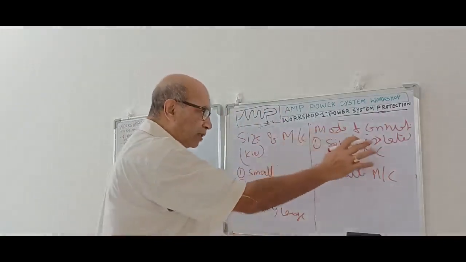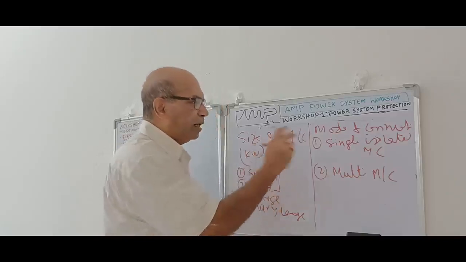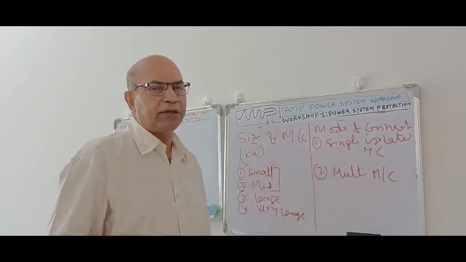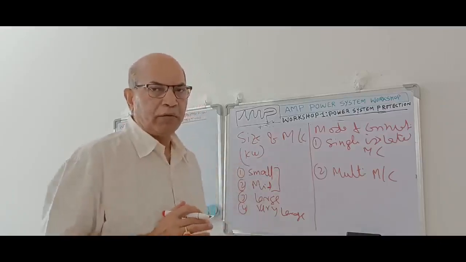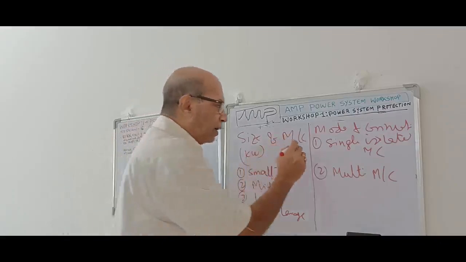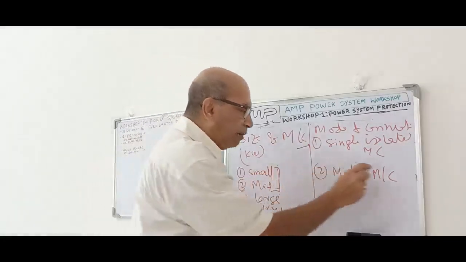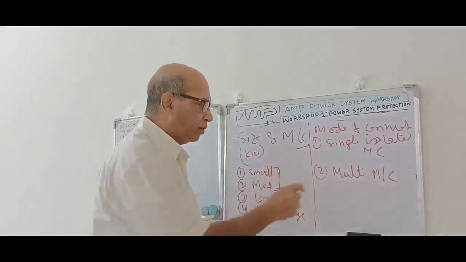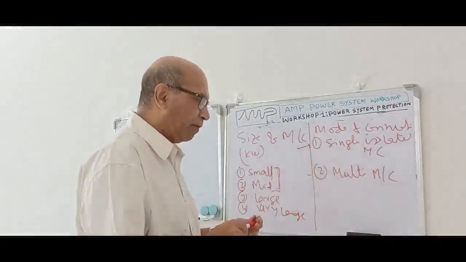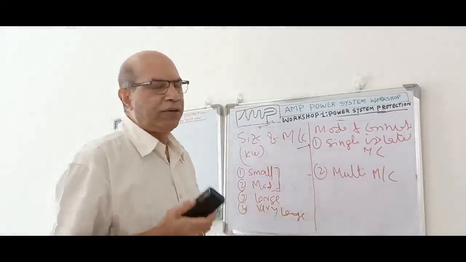A single isolated machine is generally a small or mid-size machine. A very big size machine we never run in single mode; we always run it in parallel. So under single isolated machine we will discuss only these 2 sizes. But for the multi-machine system, all these machines can operate, so we will discuss all 4. First we discuss the single isolated machine.